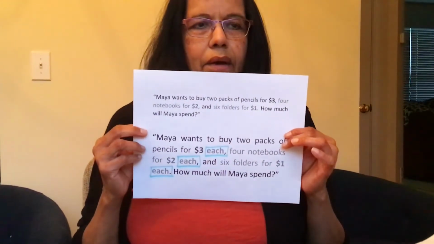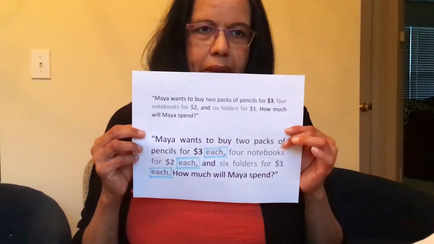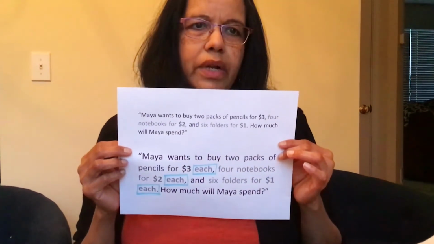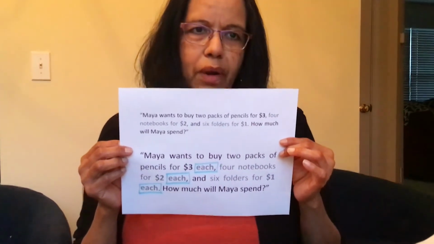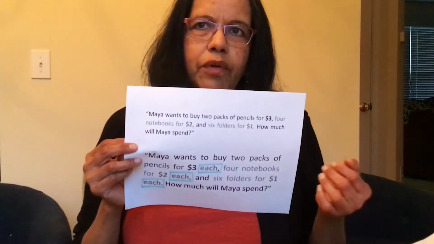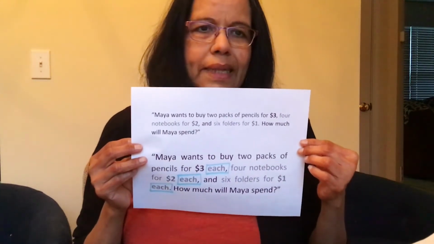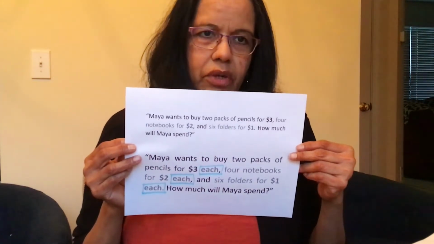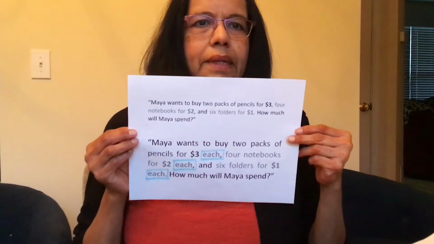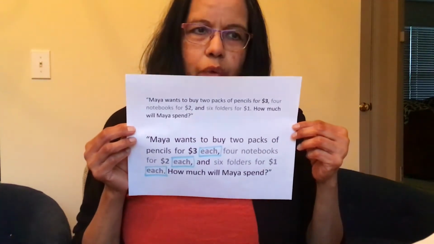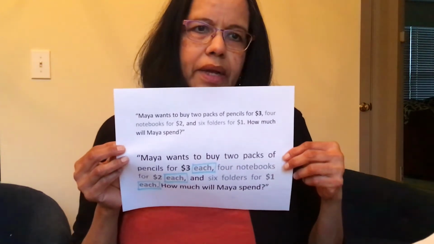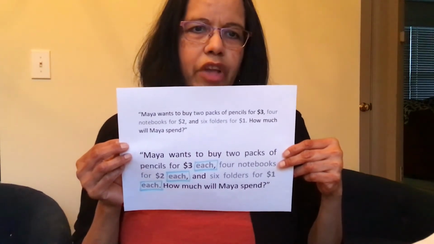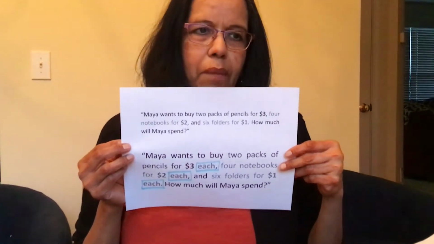Now, compared to that problem, let's look at a similar math problem. Here it says, Maya wants to buy 2 packs of pencils for $3 each, 4 notebooks for $2 each, and 6 folders for $1 each. How much will Maya spend? So in the first version of the problem, Maya spends only $6. But in the second version, Maya spends 2 times 3 plus 4 times 2 plus 6 times 1, which is $20. So this is really important because it goes to show that the addition of a single word can completely change the math that we do in a math problem.